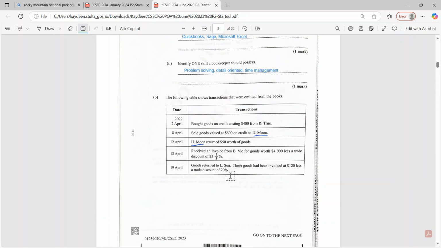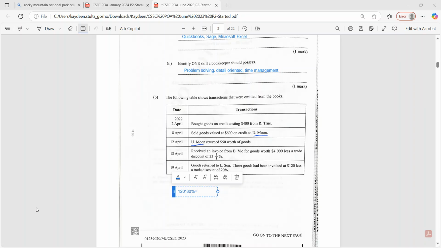Let's go back up. 19th of April. Goods returned to El Son. These goods had been invoiced at $120 less a trade discount of 20%. So I just showed you how to do it with getting the discount and then subtracting it. In this case, I'm going to show you another way. So instead of multiplying 120 by 20%, we're going to find 80% of 120. And that will give us the figure that we need to put in our journals.